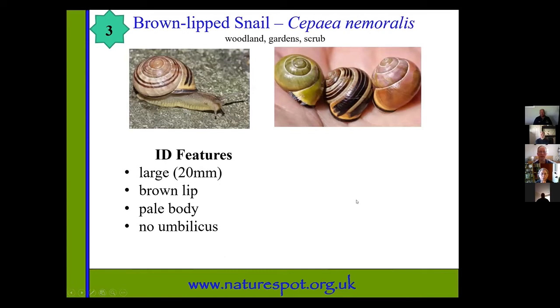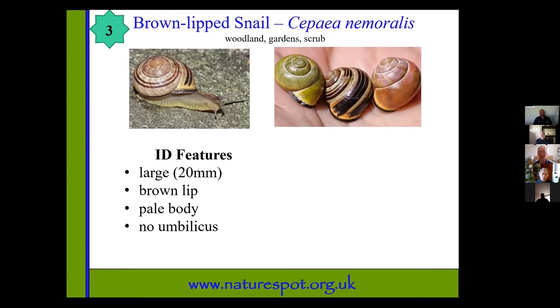So number three is the brown-lipped snail. Now, this comes as a pair. There are two superior species, the brown-lipped and the white-lipped. And we'll come to the white-lipped in a minute because that's the next heavily recorded species. But this is slightly larger. And crucially, as the name suggests, it has this brown lip on the edge of the mouth on the outside. And with mature adults, it's fairly obvious. And so if you see that, then you're certain that you've got the right identification.